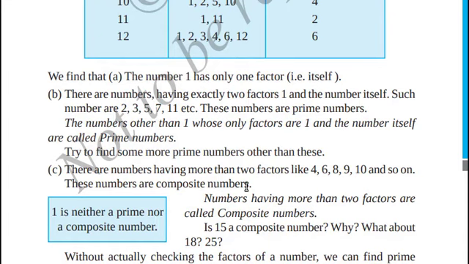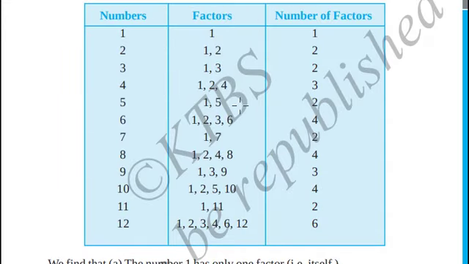Numbers having more than two factors are called composite numbers. In the table we can notice numbers 4, 6, 8, 9, 10 and all these numbers have more than two factors. In case of 4, we have 3 factors. In case of 6, we have 4 factors. In case of 8, we also have 4 factors.